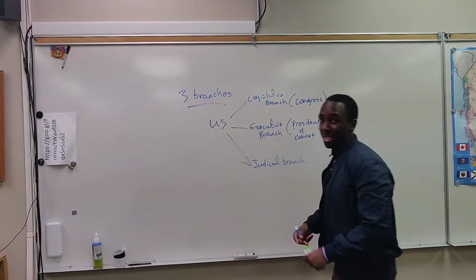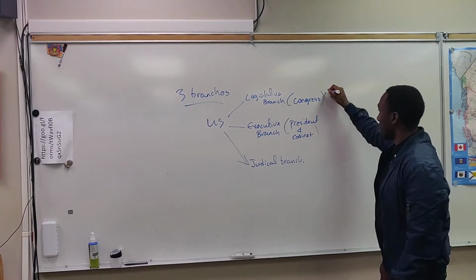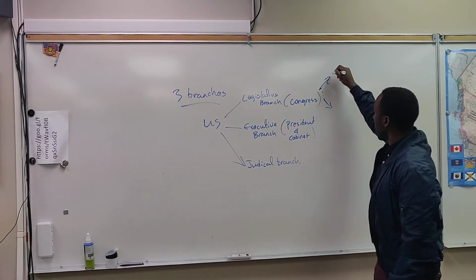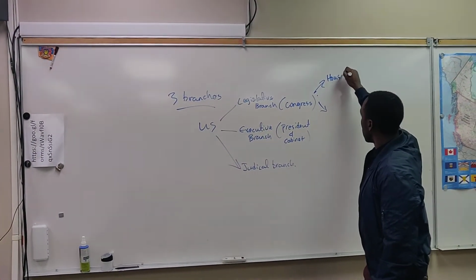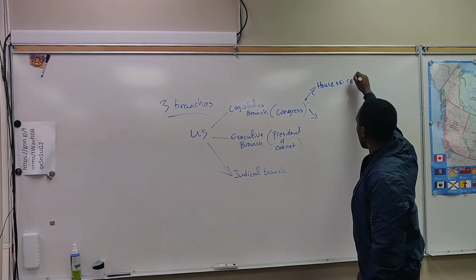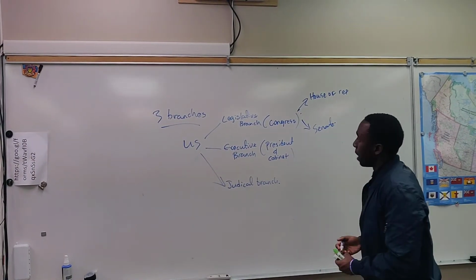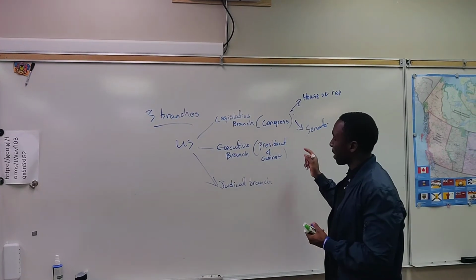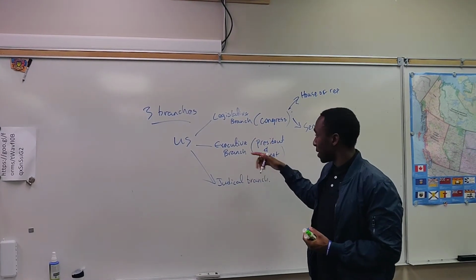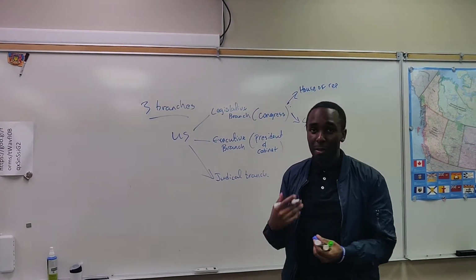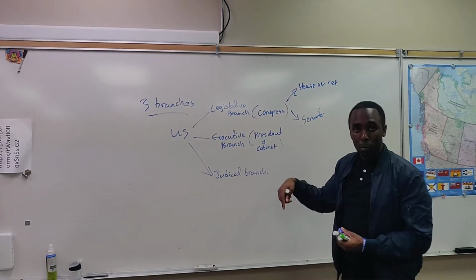Congress, since the U.S. is a bicameral legislature, it has two parts. It has the House of Representatives and the Senate, right? And one of the things we talked about is that Americans don't actually directly elect their president. They elect electors, 538 electors who will vote for the president.